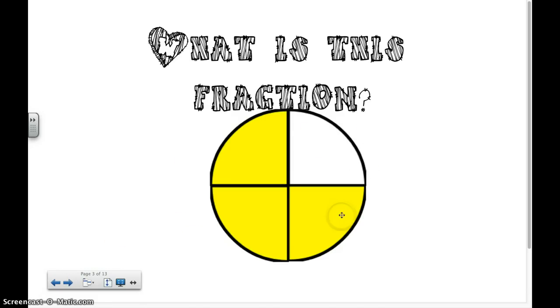So let's identify this fraction. How many total pieces are there? There are 1, 2, 3, 4. There are 4 pieces. That is my denominator. The number that's shaded in yellow is 1, 2, 3 pieces. So 3 out of 4 pieces are shaded in yellow. And you can also do the opposite. How many are not shaded in yellow? Well, that would be 1/4. And if I put these two together, that equals this one whole right here. The whole circle.